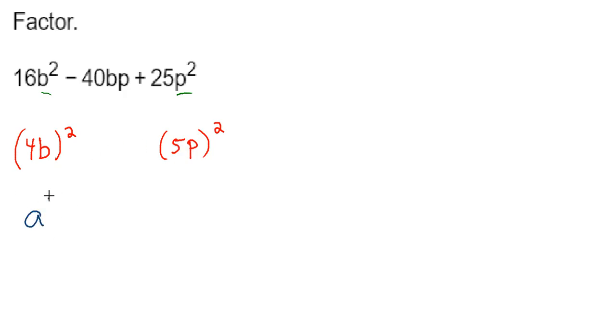We have something for a to give me the a squared. We have something for b to give me the b squared. So instead of a, I have 4b. Instead of b, I have 5p. The last thing I want to check is do the middle terms match up?